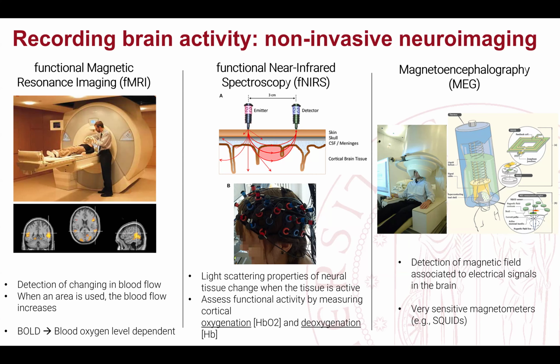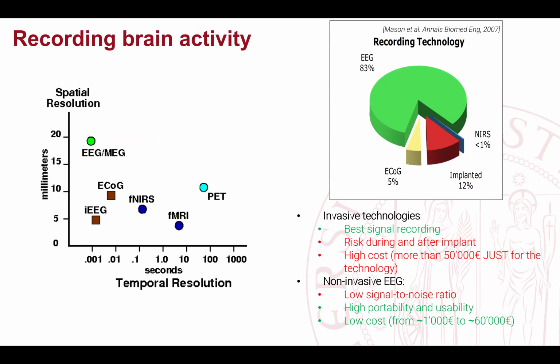All these different technologies have their own pros and cons. Normally, these are measured in terms of spatial resolution, so how clear a picture can I have of my brain, with respect to the temporal resolution, so how fast I am in recording the brain activity.